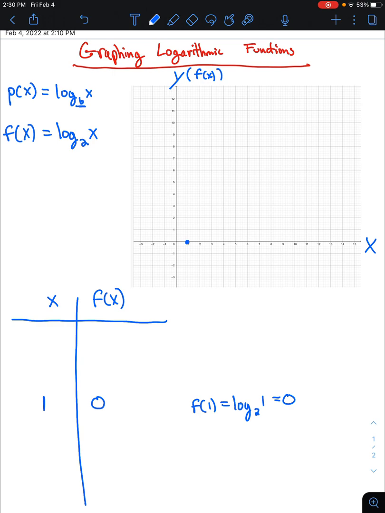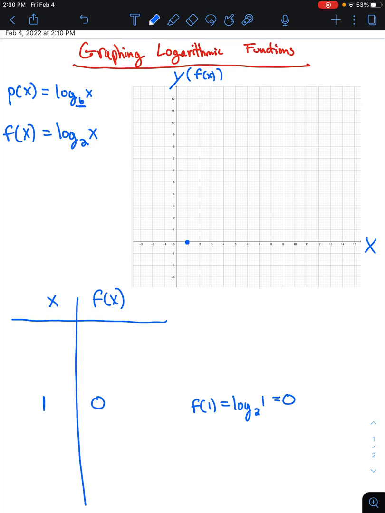And we plot that right on our graph. And this is our first key feature of our graph. These graphs don't have a vertex per se, but this is the point that could be considered your most key inflection point of a logarithmic graph.